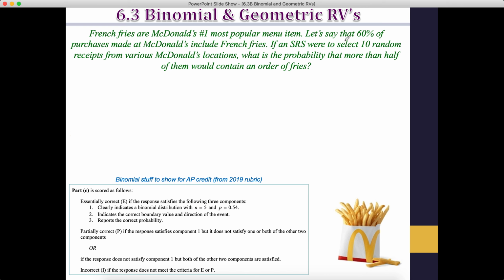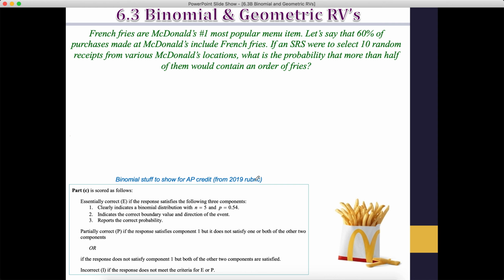But I just took a guess and said, let's say that 60% of purchases made at McDonald's include an order of French fries. So if there were an SRS and it were to select 10 random receipts from various McDonald's locations, I want to know the probability that more than half of them would contain an order of fries. So first, while you're kind of mulling over this problem, take a second to read the bottom part and see what you would need to show for a binomial-related problem on the AP test in order to receive full credit.